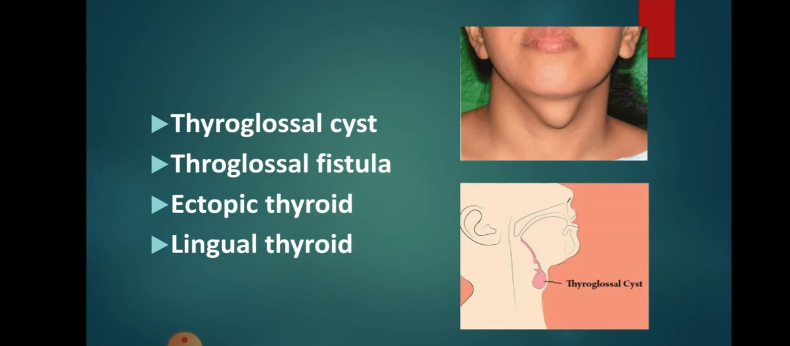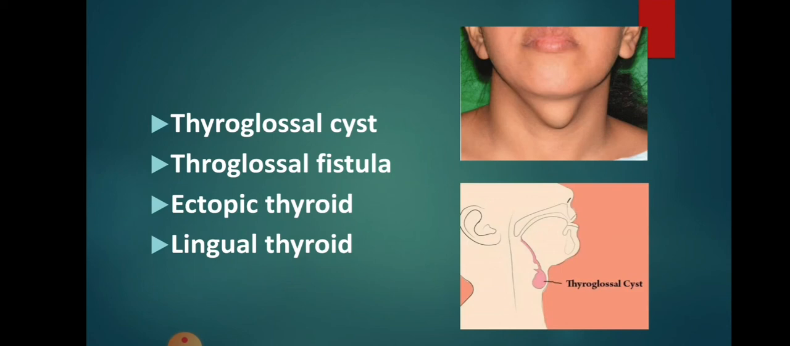And the thyroglossal duct can persist in other forms. It may remain patent even after birth, and this may manifest as cyst or fistula. A fistula is an abnormal communication or abnormal opening. If the thyroglossal cyst opens outside on the neck of the person, then it is called thyroglossal fistula.